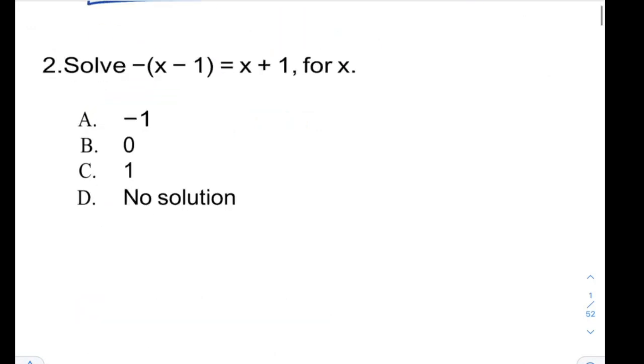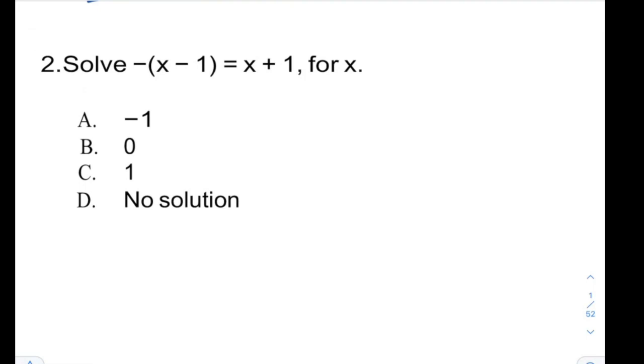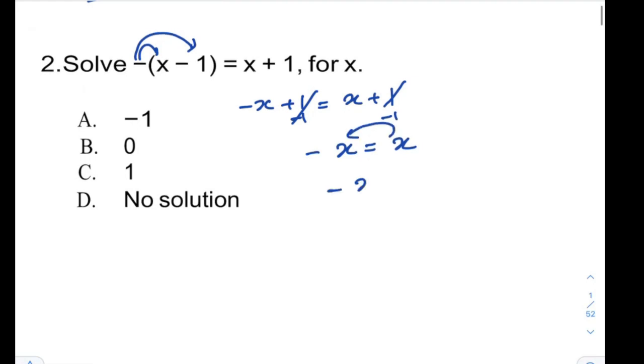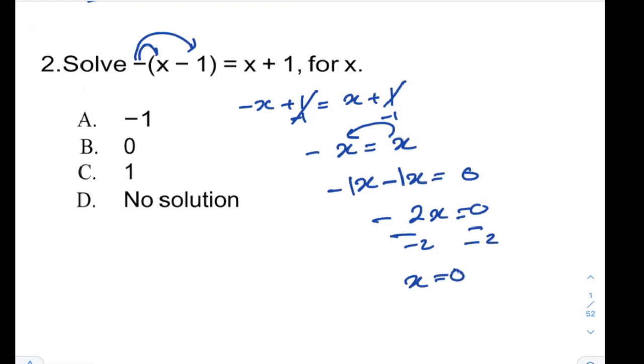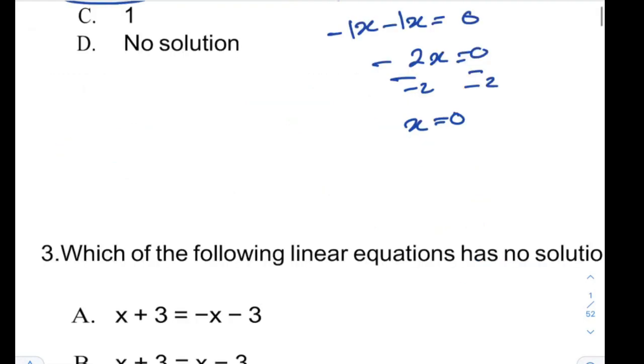Next, choose the correct answer. Negative x plus 1 equals x plus 1. If you subtract 1 from both sides, we end up with negative x equals x. Combine like terms: negative x minus x is negative 2x, equals 0. And if you divide, then x is 0. So this is the solution.